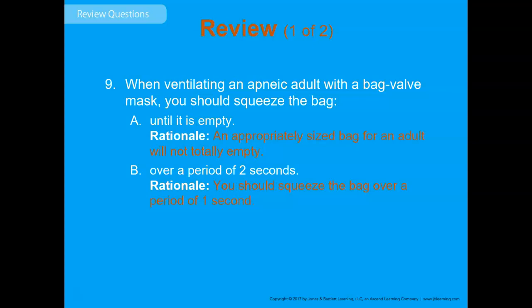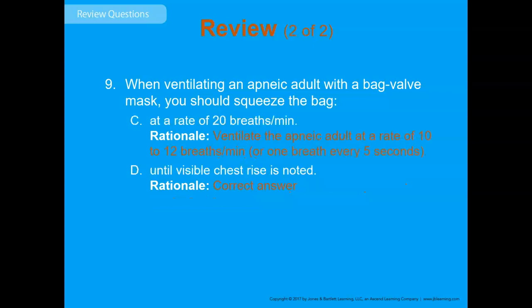Over a period of 2 seconds. Well, we mentioned that might be a little bit long, but you should squeeze the bag over a period of 1 second. On C, a rate of 20 breaths a minute. Ventilate the apneic adult at a rate of 10 to 12, so that's a little fast. That's hyperventilating by definition. And then until visible chest rise is noted. Every one of you guys is almost like a baby EMT now. You're getting this stuff.